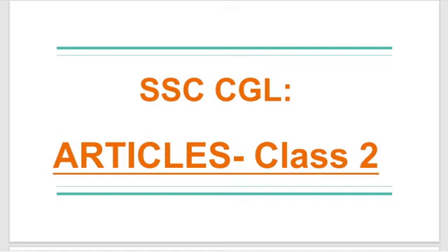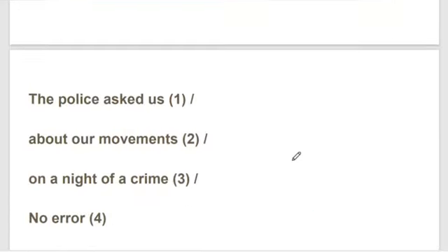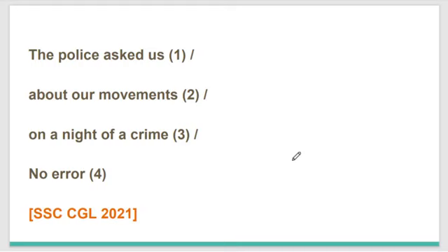In today's class, we are going to continue with the practice of important previous year questions of SSC CGL, and we will be continuing the questions of articles in our second English class as well. Let's begin our class then. Coming to the first question. The police asked us about our movements on a night of a crime.